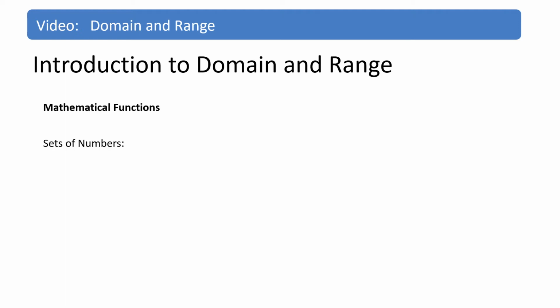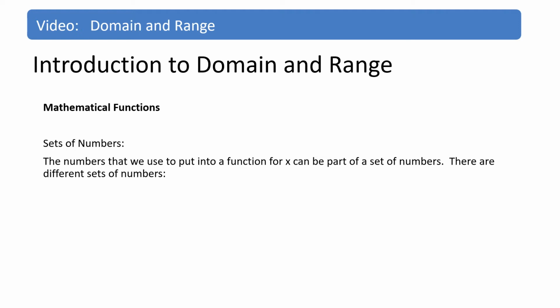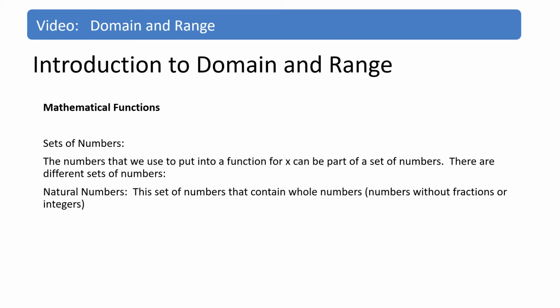Sets of numbers. The numbers that we use to put into a function for x can be part of a set of numbers. There are different sets of numbers. Let's take a look. The natural numbers are whole numbers, numbers that don't have fractions or decimals, such as 1, 2, 3, 4, 5, etc. Integers are positive whole numbers, negative whole numbers, and 0.